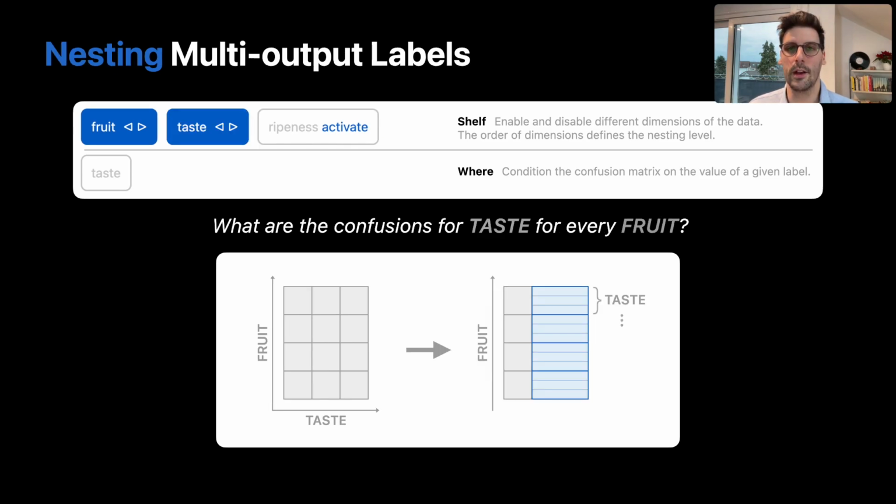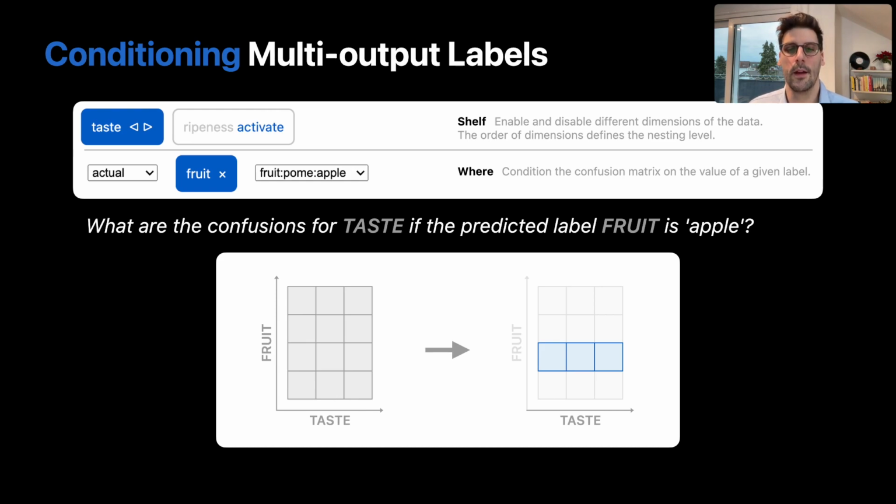Using nesting, we can investigate questions like, what are all the confusions for taste for each of the fruits? And finally, we have conditioning. This allows us to ask questions like, what are the confusions for taste if the predicted fruit label is apple, for example?